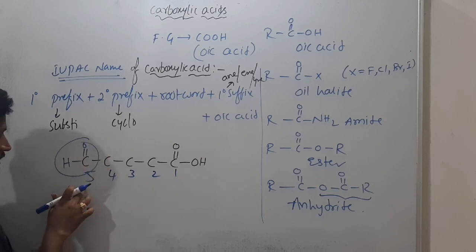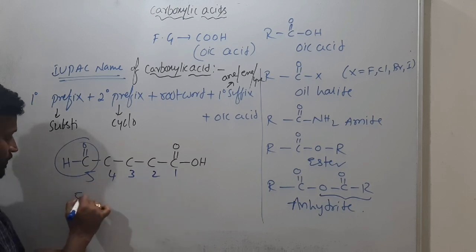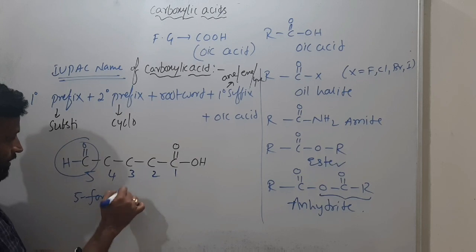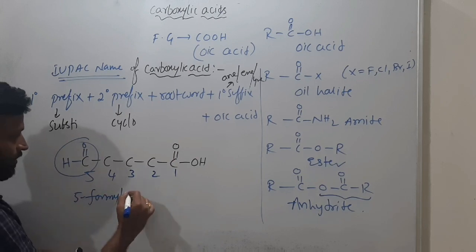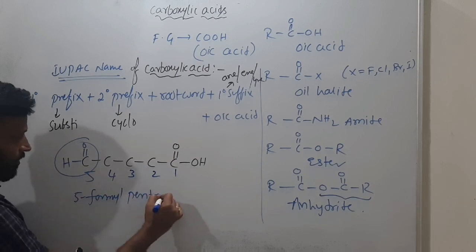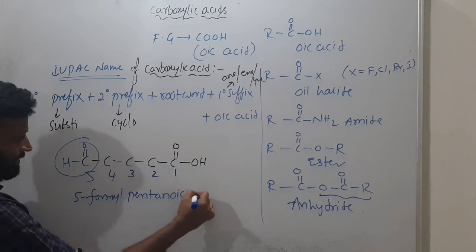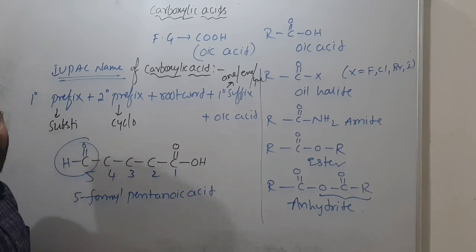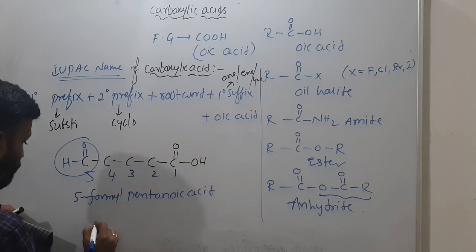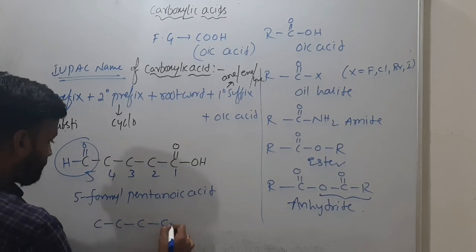Okay, but here also you must give a number. So 5-formyl pentanoic acid, like this you have to give names. If some hydroxy groups are there, it is the same manner.